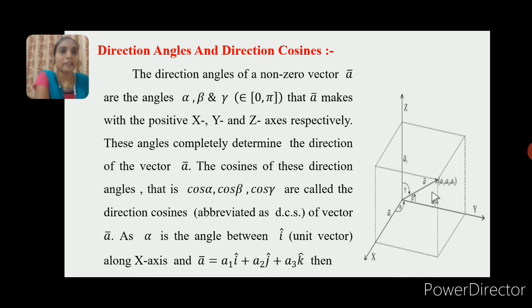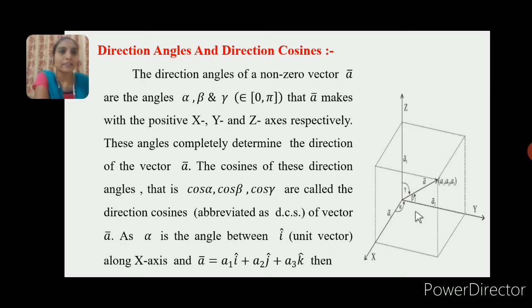In the figure, what is given is: a1, a2, a3 be any point in this space whose vector is A bar. A1 bar is positive x axis, A2 bar is positive y axis and A3 bar is positive z axis. And then the direction cosines are cos alpha, cos beta, cos gamma, and these are abbreviated as direction cosines, written as d.c.s, that is direction cosines.